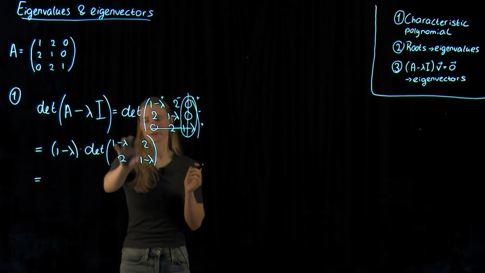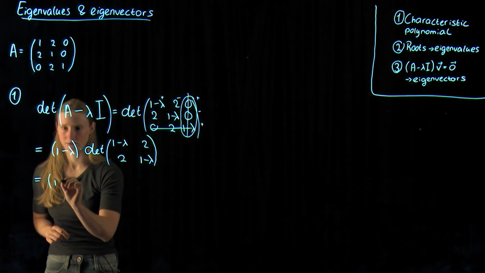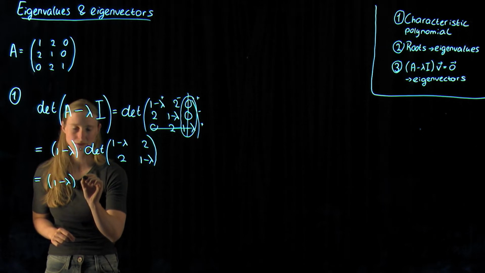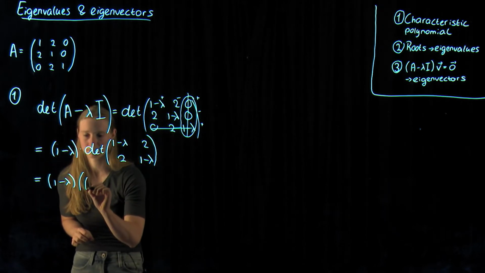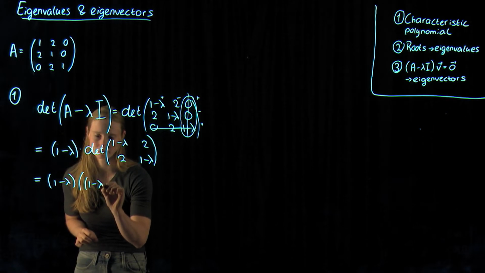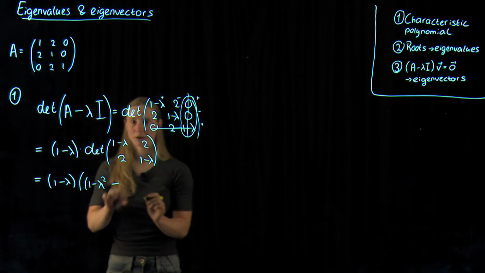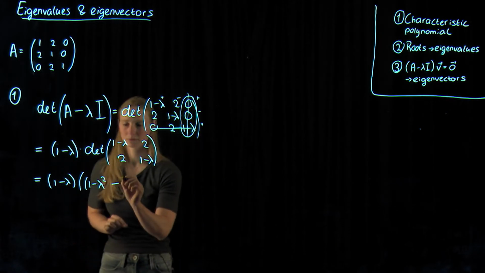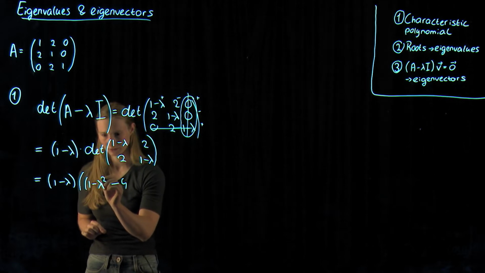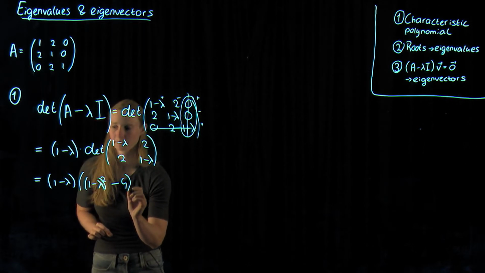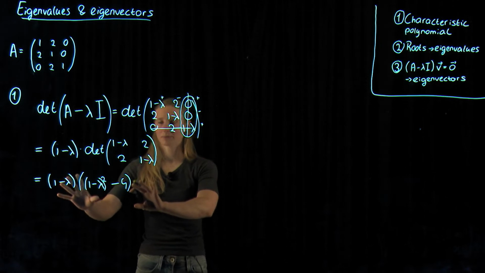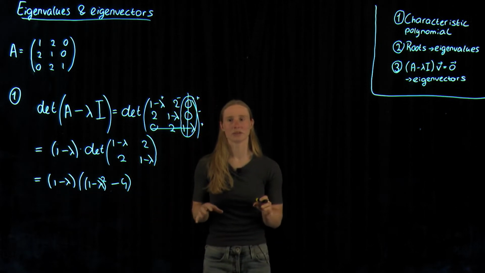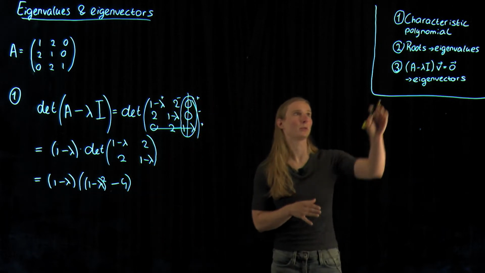So the determinant of this thing is easy to compute because it's just a 2 by 2. So we get 1 minus lambda times 1 minus lambda, so 1 minus lambda squared, minus 2 times 2, so minus 4. I forgot a bracket here. All right, and now we could get rid of these brackets, but we actually don't really want to because of the next step that we will take.